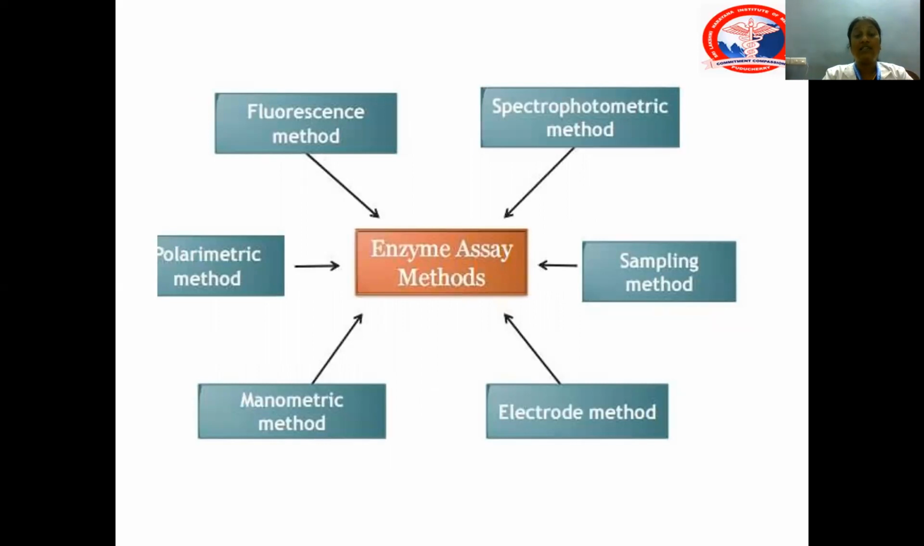So what are the detection methods for enzyme-based assays? Here we can see many methods. First is the spectrophotometric method. Second is the sampling method. Third is the electrode method. Fourth is the manometric method. Fifth is the polarimetric method. Sixth is the fluorescence method.